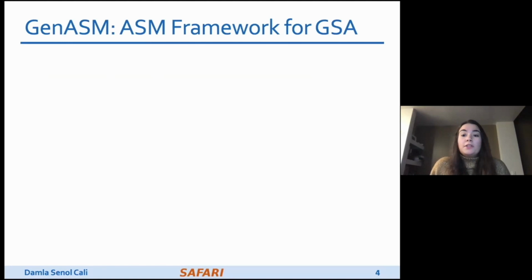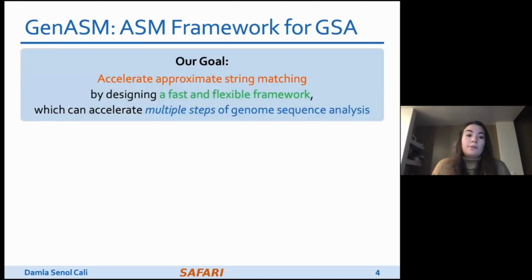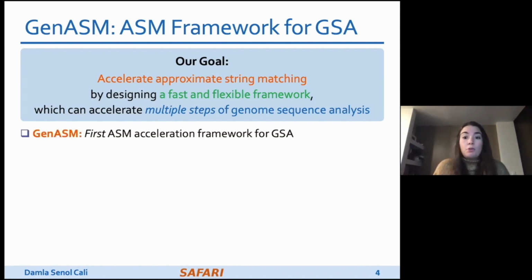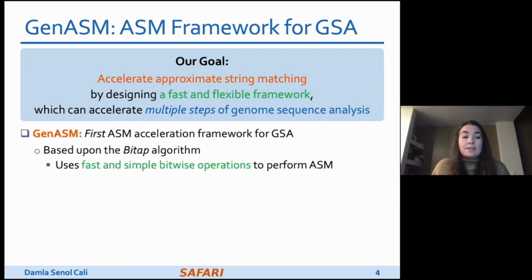Our goal in this work is to design a fast and flexible framework for both short and long reads, so that we support both scenarios, which can accelerate multiple steps of genome sequence analysis. To this end, we propose GenASM, and we base GenASM on Bitap, which is an approximate string matching algorithm that uses only fast and simple bitwise operations, which makes it amenable to efficient hardware acceleration. And to our knowledge, GenASM is the first work that enhances and accelerates Bitap.